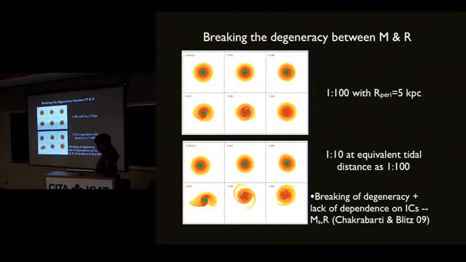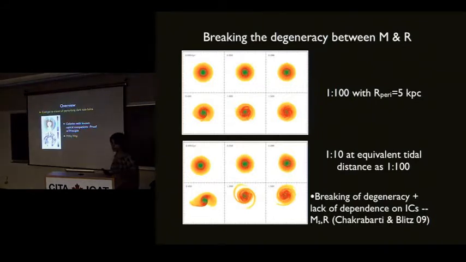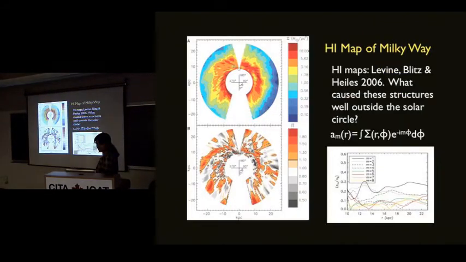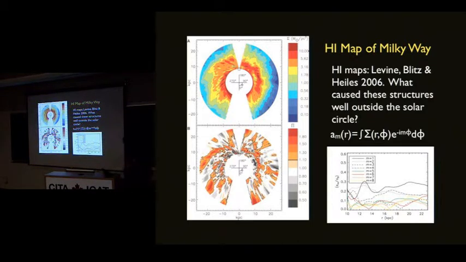So now let's get back to the Milky Way data. On the top is the raw HI map of the Milky Way. On the bottom is the unsharp masked image. This is from Levine, Blitz, and Heiles in 2006. Unsharp masking is like going around in azimuth and dividing by the median, which allows you to heighten those brightest features. Note that the solar circle is here.